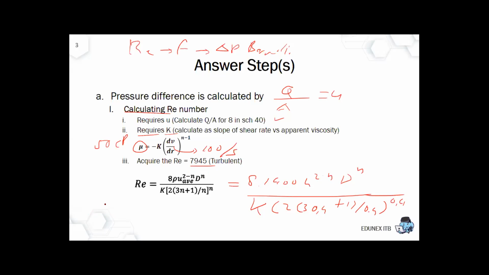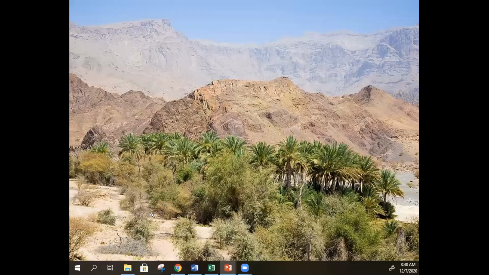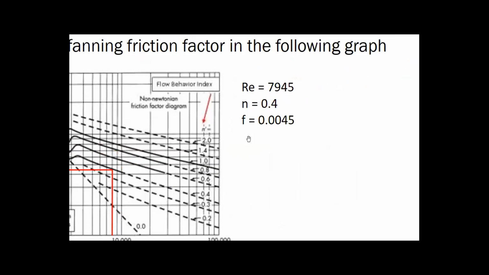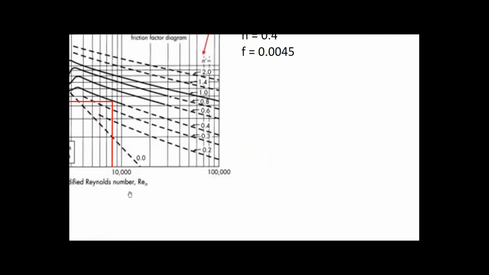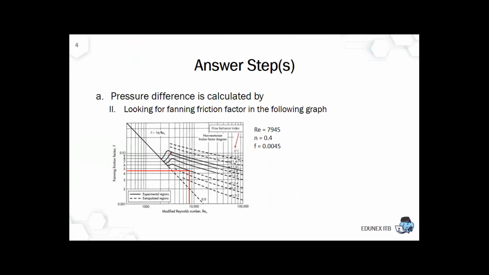So what else after we get the Reynolds? It's always easy. Don't complicate your life. We have the Reynolds here, maybe around 8,000. Then n here is 0.4, and then maybe the friction factor is between 0.004 and 0.005. Then I get 0.0045. That's my estimation. For this problem, I don't find any equation to estimate the f, so I estimate it. Then I get the f.